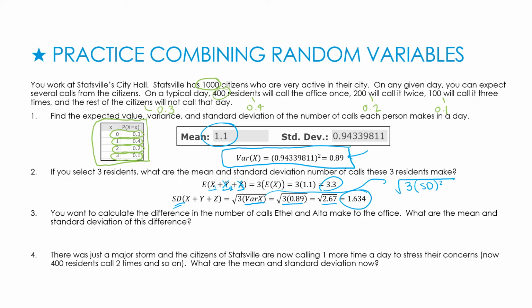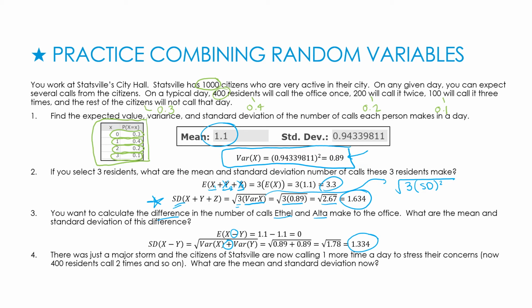Same thing with the difference. This is the difference of 2 people, Ethel and Alta. And notice the expected value is going to be subtraction because I'm finding the difference, but since we always add variances, notice here I'm adding the variance. So it's the same thing I did here. This time I did it with 3. This time I could have just put a 2 times 0.09 instead of adding them twice. It would have been the same thing, and I get 1.134.